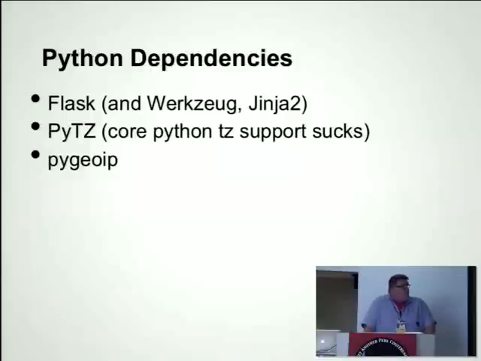Python has 3 dependencies because it comes with a whole bunch of stuff in core like JSON support. You don't have to download stuff from the Python equivalent of CPAN, which they call the Cheese Shop or PyPI. There's Flask and PyTZ and GeoIP. I should note that the PyGeoIP here is actually the pure Python implementation.